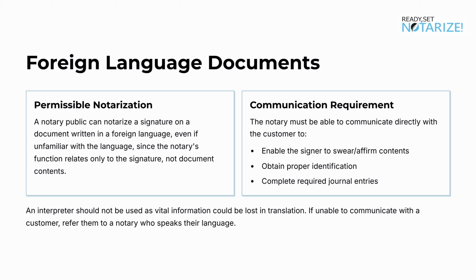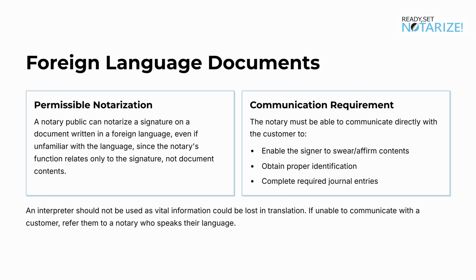2. Foreign language documents. A notary public can notarize a signature on a document written in a foreign language, whether or not they are familiar with the language, since a notary public's function only relates to the signature and not the contents of the document. However, a notary public must be able to communicate with the customer in order for the signer to swear or affirm the contents of an affidavit, or to acknowledge the execution of a document, as well as to enable the notary public to obtain proper identification of the signer and to complete the required journal entries.